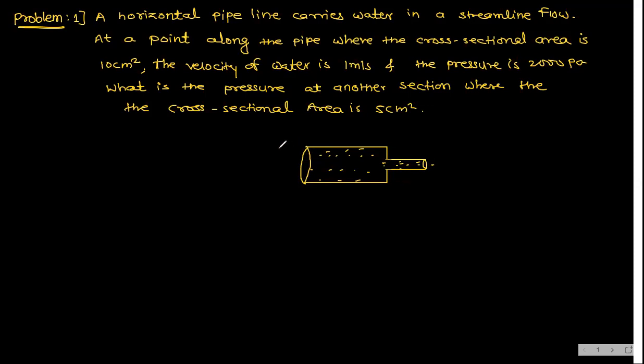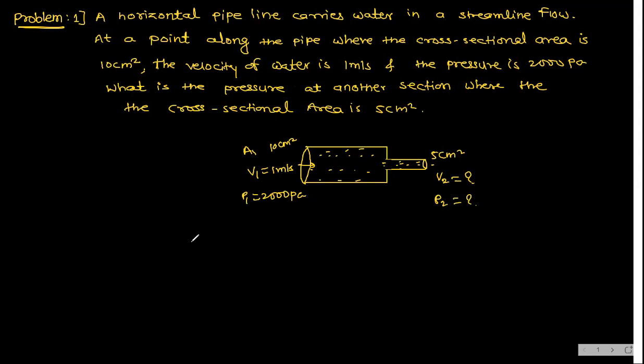Now here cross-sectional area is how much? 10 centimeters square. Here it is 5 centimeters square. And here V1 is equal to 1 meter per second, this is A1 we will say. And here V2 we don't know. And also here they have given pressure P1 which is equal to 2000 Pascal. So what he is asking, P2 also he is asking you. Yes, no?